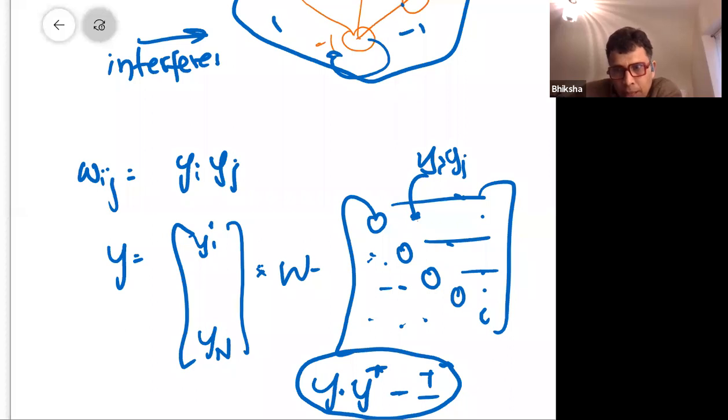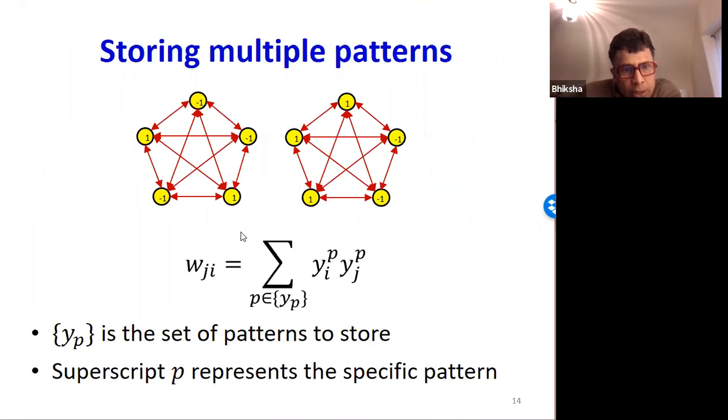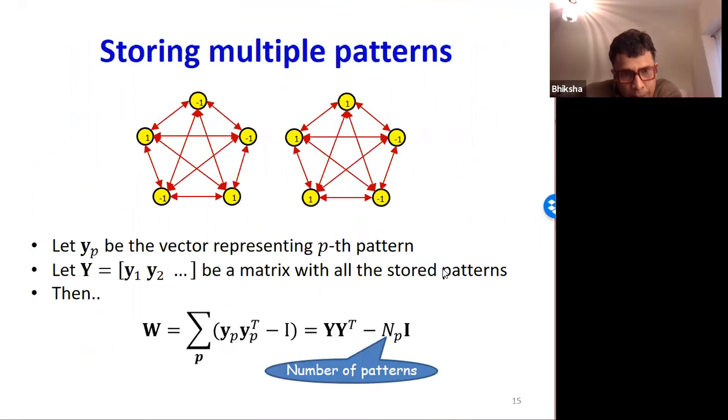So when I simply use Hebbian learning, my weight matrix becomes Y times Y transpose minus I. Very simple, okay? And this explains the behavior. When I'm trying to store multiple patterns and average or sum all of these Hebbian weight matrices for the individual patterns, here's what I'm doing. I'm summing over all of the patterns that I want to remember, Y times Y transpose minus I, right? So this is the weight matrix that I'm trying to remember.